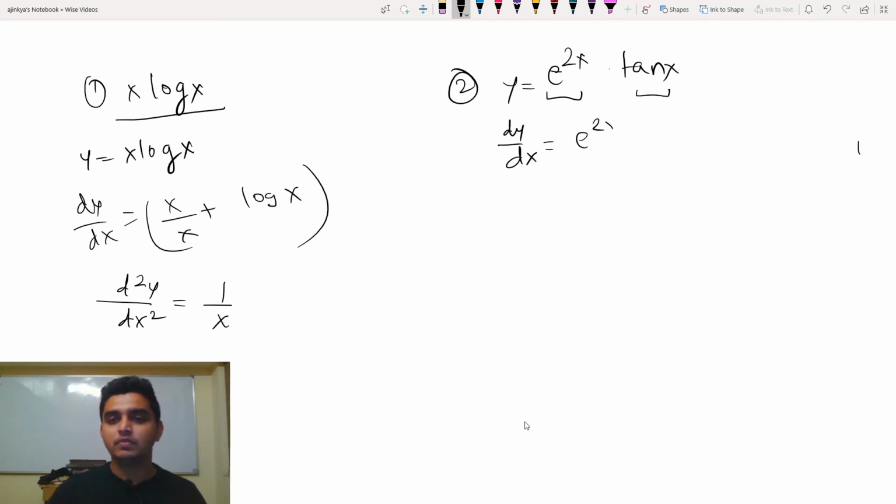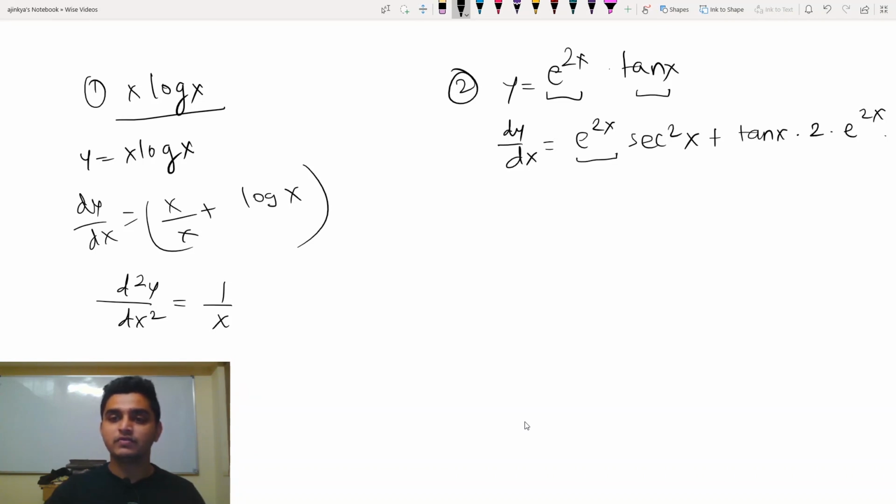If we keep e raised to 2x as constant, it is going to be sec square x, because the differentiation of tan x is sec square x. Now we have to keep tan x as constant. We have 2 times e raised to 2x, which is your differentiation of e raised to 2x. Again we can differentiate this, but we know that we have e raised to 2x as common here, and differentiating it again and again won't make sense.